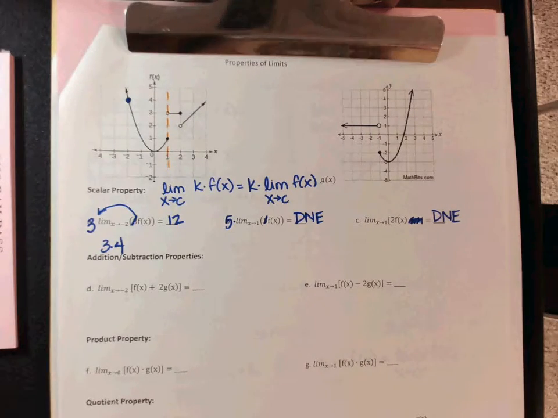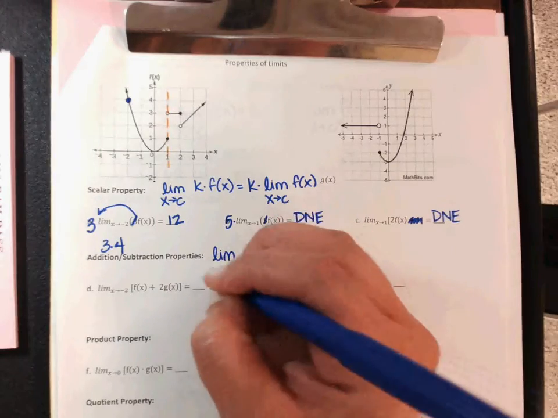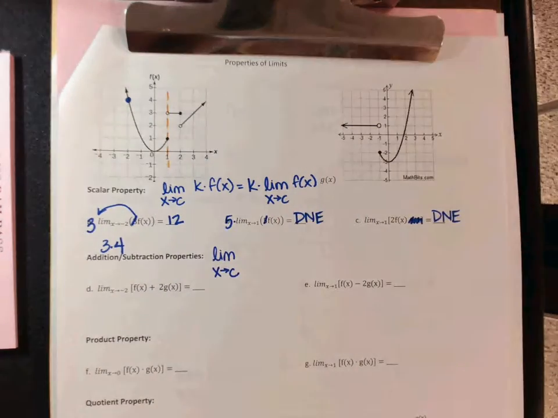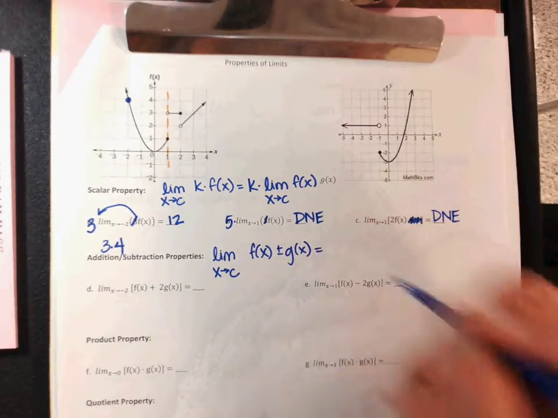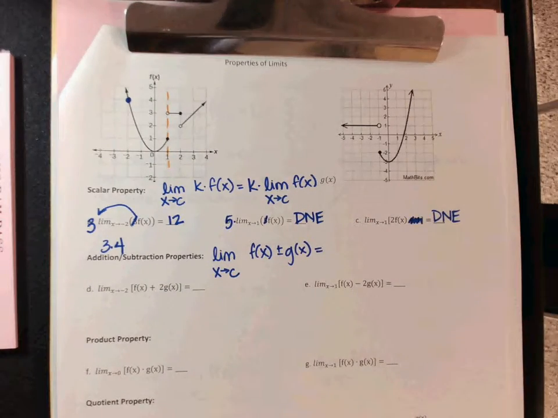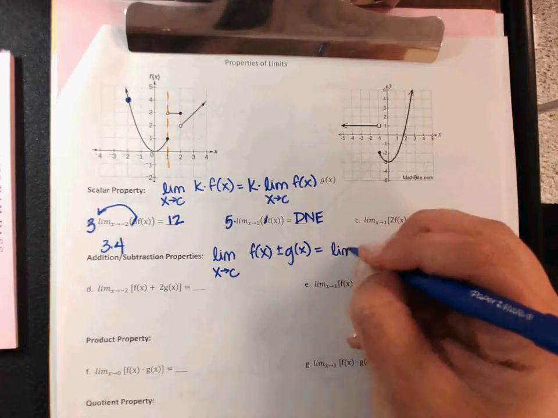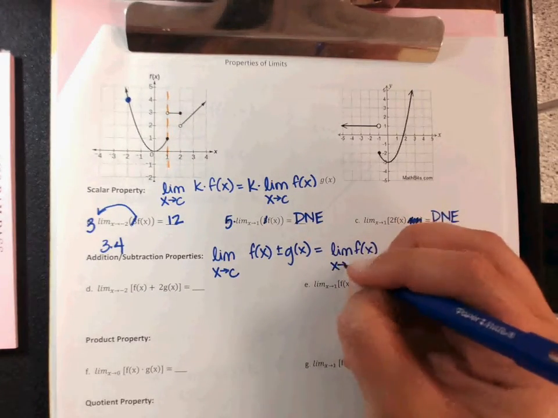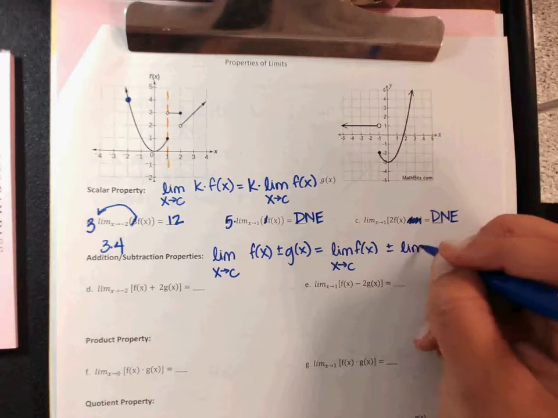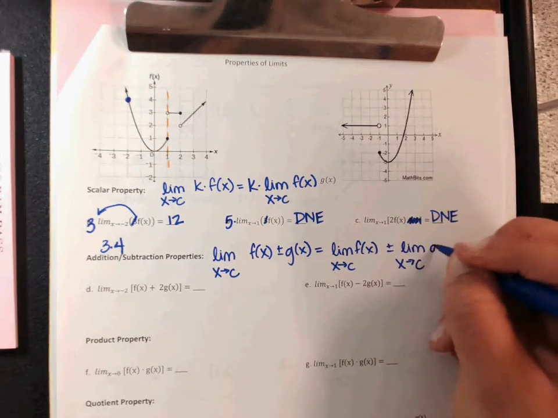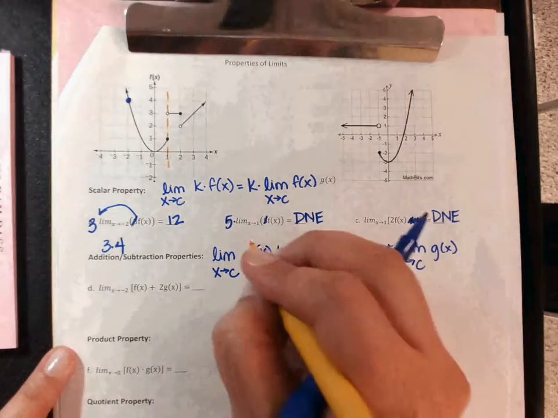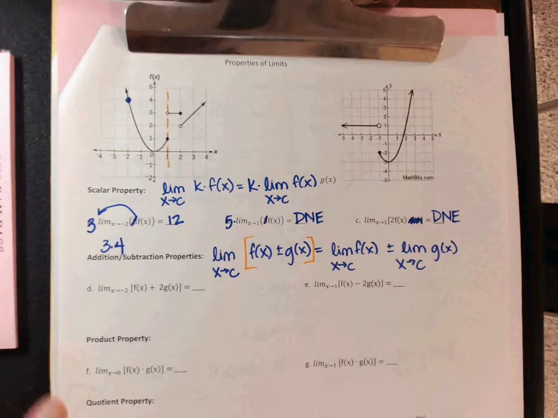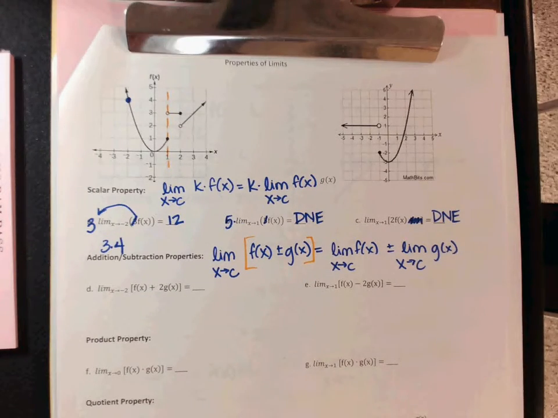Okay, next one, addition and subtraction. If you have the limit as x approaches c of f plus or minus g, that is the same as if you applied the limit to f and then add or subtract the limit of g. So instead of having both of them in the same limit, you're allowed to be like, okay, you get a limit, and you get a limit, and then we're going to add or subtract at the end.